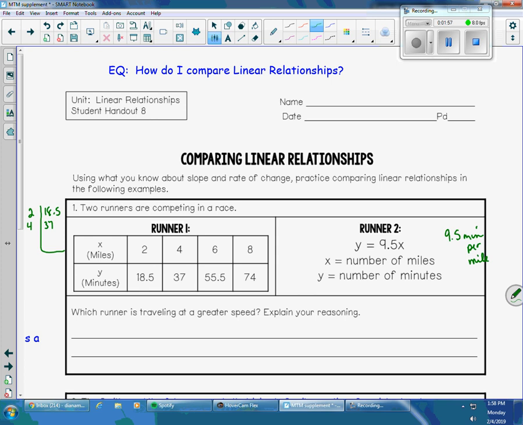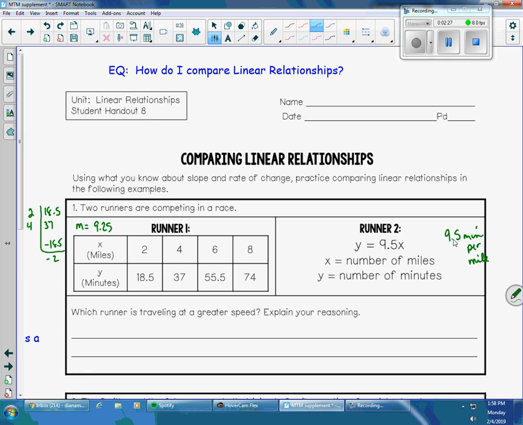And I got negative 18.5. And then 2 minus 4 is going to be a negative 2. So I'm going to take negative 18.5 divided by negative 2, and I'm going to get 9.25. And I know I told you to leave it as a fraction, and ordinarily I'd say yes, leave it as a fraction. But being that runner 2 is in decimal form, I want to compare these two.